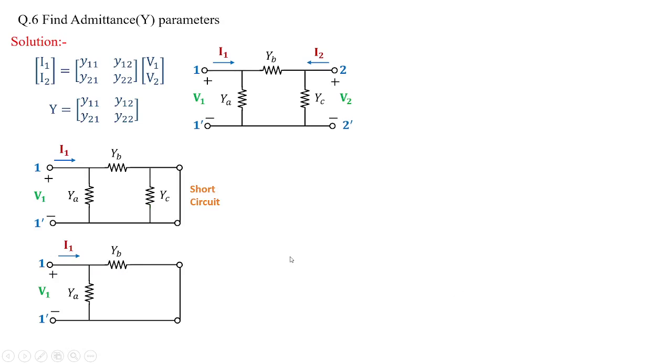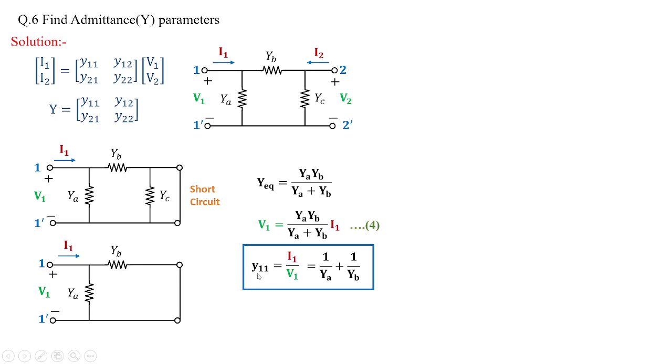Now on a similar basis, we are going to short port 2, 2 dash. Then we are going to get the value of V1 in terms of I1, which is given by equation 4. Then Y11 will be equal to 1 by YA plus 1 by YB. Similarly, I'm taking the current division rule to get the value of I2 over here. So this I2 is opposite to I1, that's why minus I1 YA by YA plus YB.